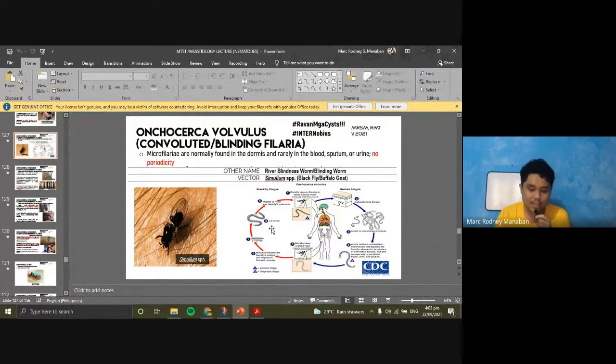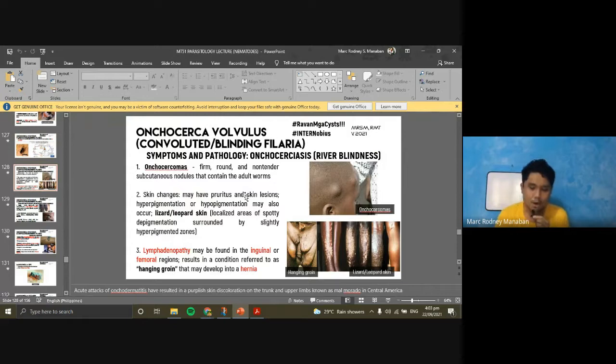Now, for the life cycle, as you can see, similar lang yapon siya with the rest of your filarial worms, Wuchereria, Brugia. But the difference lang is, again, asa mo live ang adults and microfilariae sa subcutaneous tissue. And aside from that, kinsa po ang vector, different po siya with the rest of your filarial worm. The vector for Onchocerca volvulus is, of course, your Simulium spp or black fly. Okay. All right. Now, we go now to your pathogenesis, no, or symptoms.